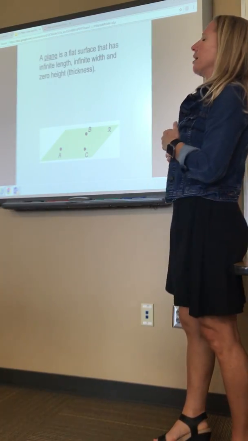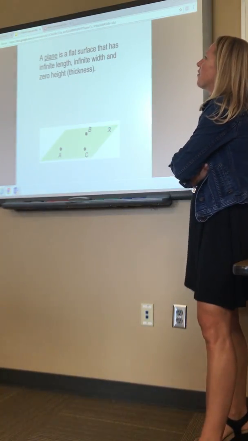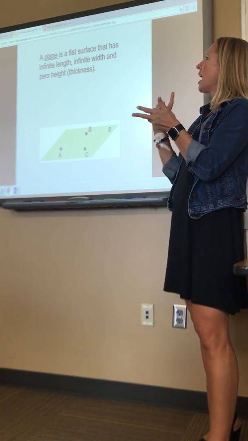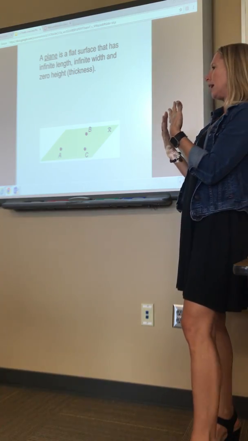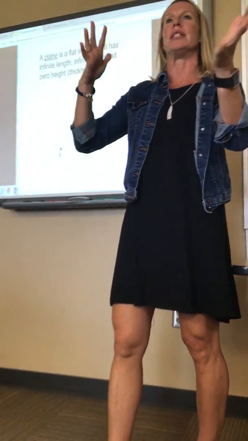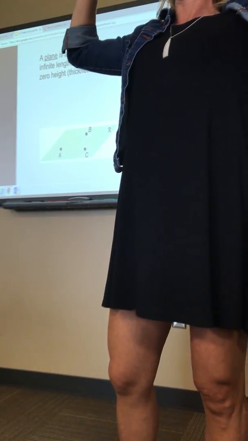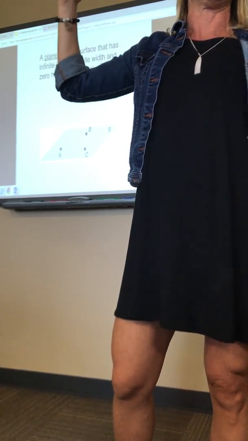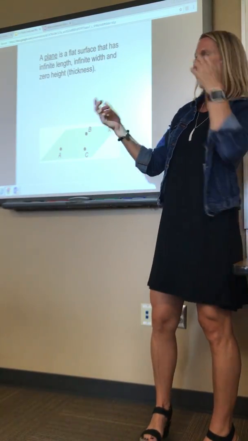Okay, let's talk about a plane. A plane, not the plane that you fly in the sky. A plane is a flat surface that has infinite length, infinite width, and 0 height. So again, you wouldn't be able to see a true plane. But we use things to represent planes. Like I might say the ceiling is a plane, even though the ceiling doesn't go on forever in all directions, a true plane does. But I might represent the ceiling as a plane, the floor as a plane. Sometimes we represent a parallelogram as a plane.